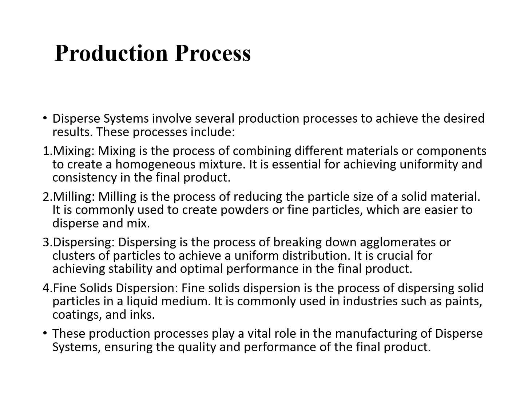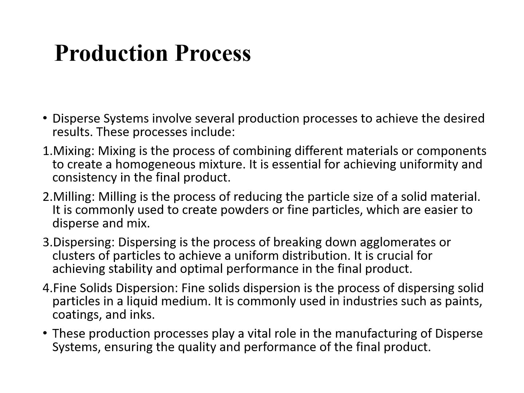Production process. Dispersed systems involve several production processes to achieve desired results such as mixing, milling, dispersing, fine solid dispersion. Mixing is the process of combining different materials or components to create a homogeneous mixture. It is essential for achieving uniformity and consistency in the final product.